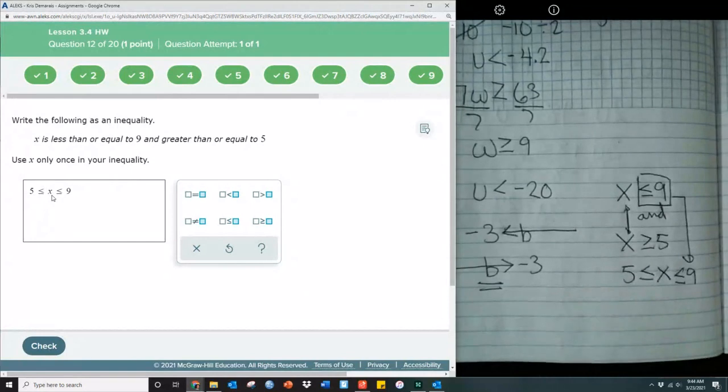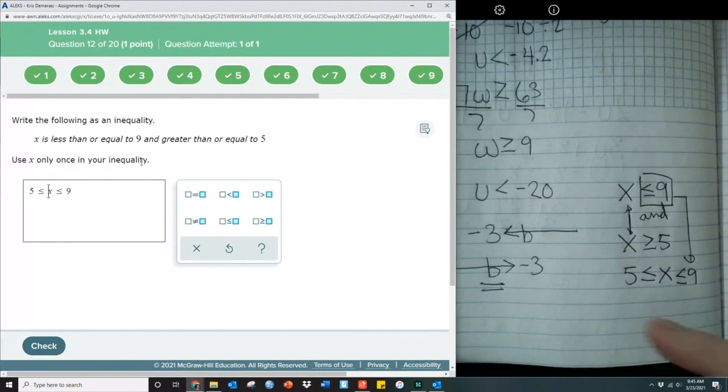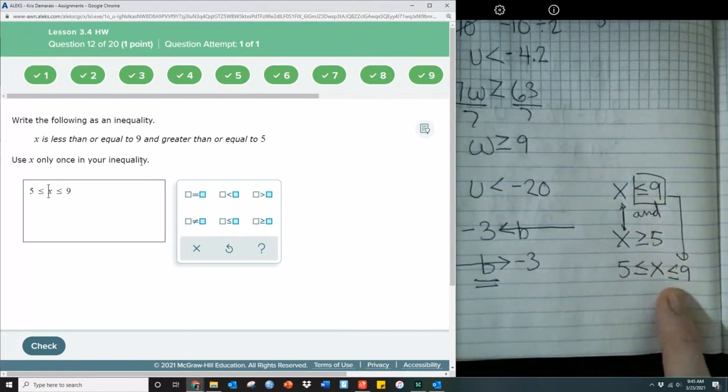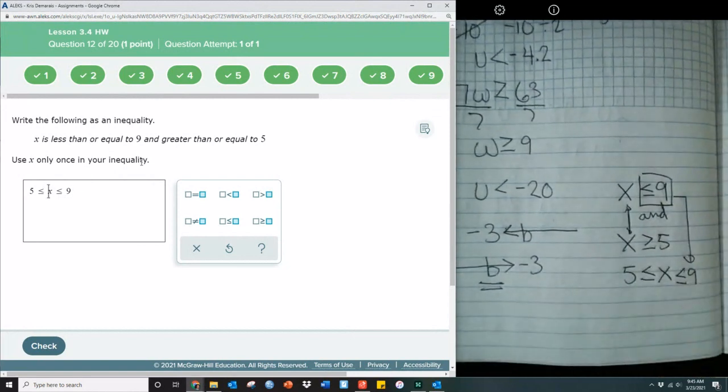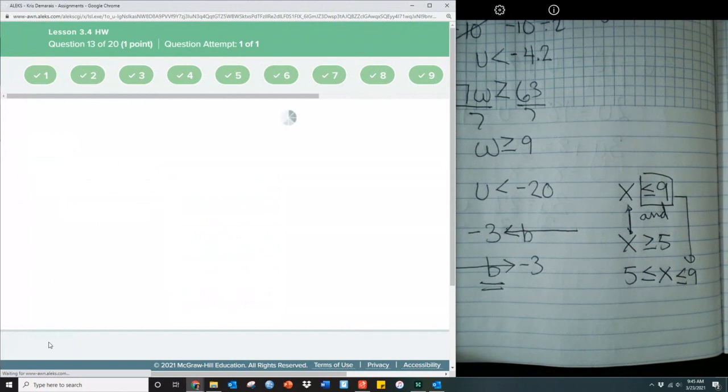Now you're probably thinking, could I write it where I have it separated? Now, it says use X only once in your inequality. So it doesn't want us to write it twice. It wants us to write it once. So that's why they're asking us to do a compound inequality. All right, so yeah, it's a little bit more complicated. That one, I would understand you being a little confused on that one. You got to practice.